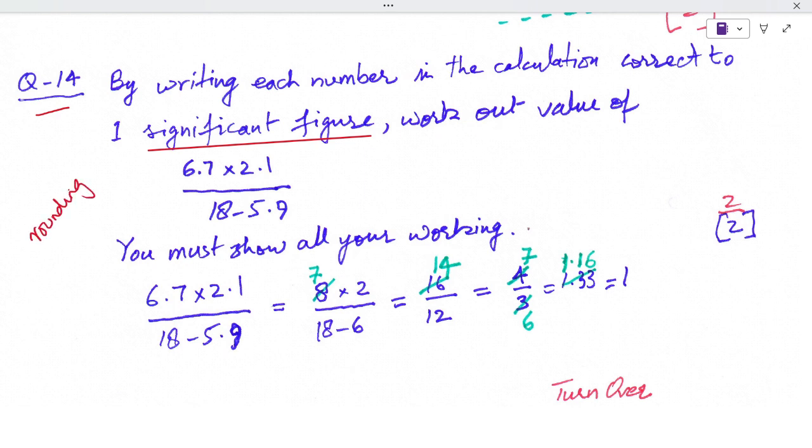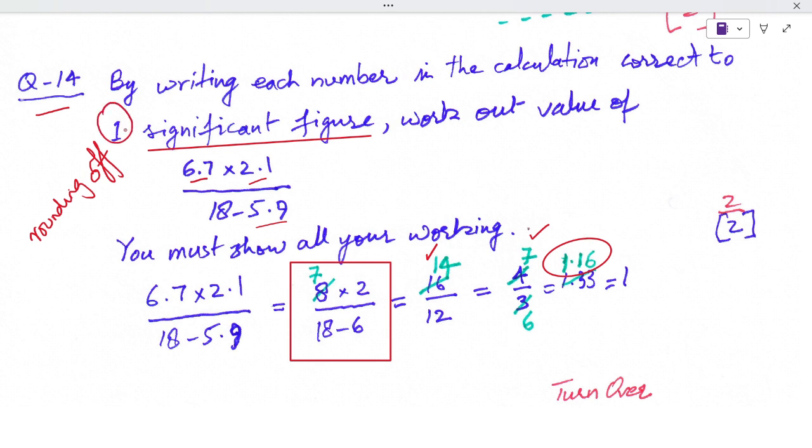So 6.7 is going to be rounded off to 7, and we get 7 into 2 because 2.1 is going to be rounded off to 2, and 5.9 is going to be rounded off to 6. So we are going to get 7 multiplied by 2 divided by 18 minus 6, which will be 14 over 12, and we get an answer equal to 1.16, but the answer is going to be in one significant figure because we have been working from one significant figure.